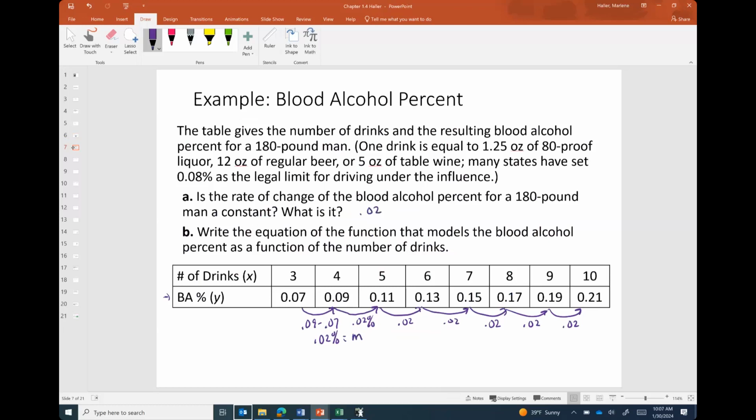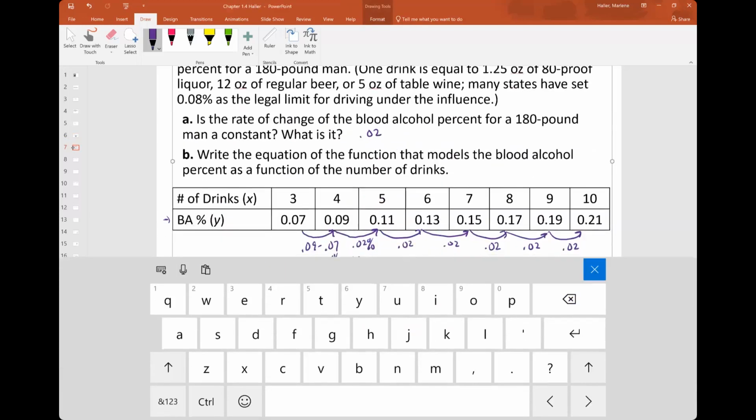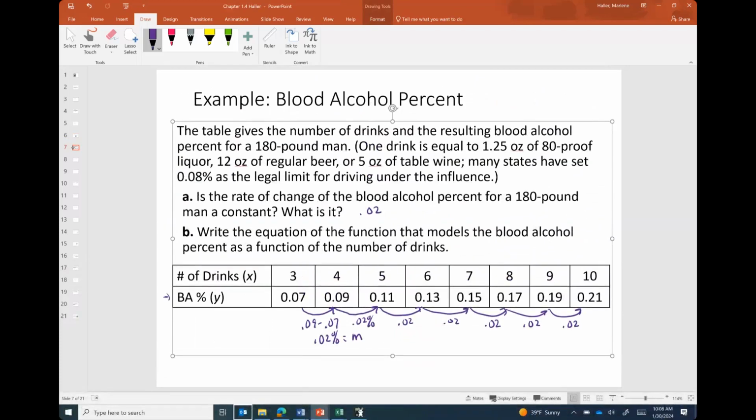Part B, write the equation of the function that models the blood alcohol percent as a function of the number of drinks. So blood alcohol percent would be the y, because it's a function of the number of drinks. The number of drinks would be our x. To write this equation, let's use the point slope form, because we know the slope because we just found it. The rate of change is 0.02, and we have several points that satisfy the equation of the line.